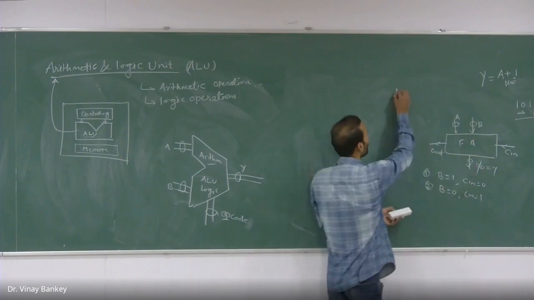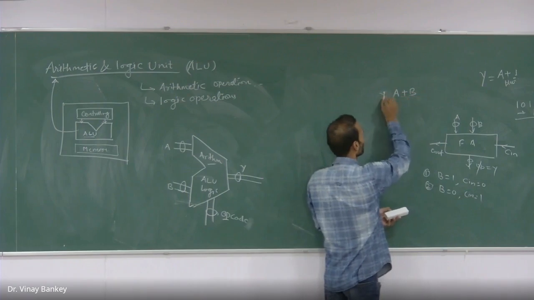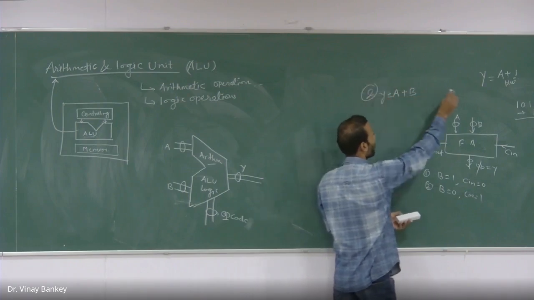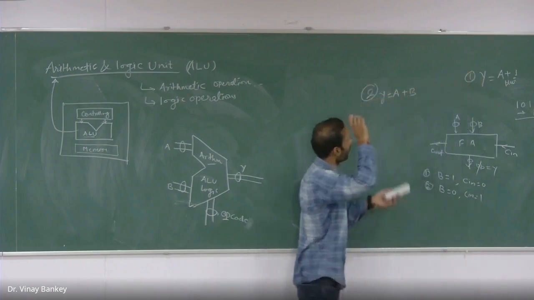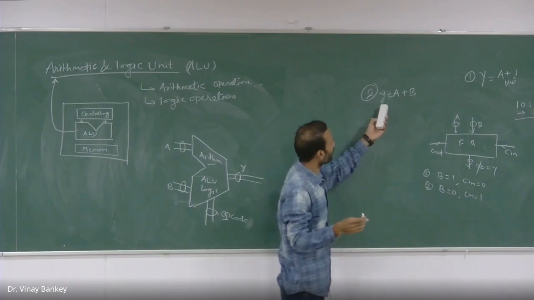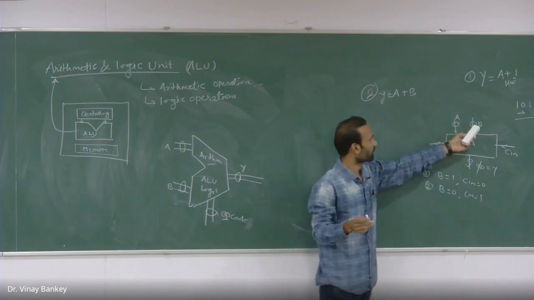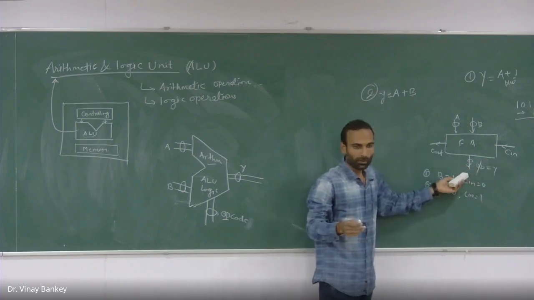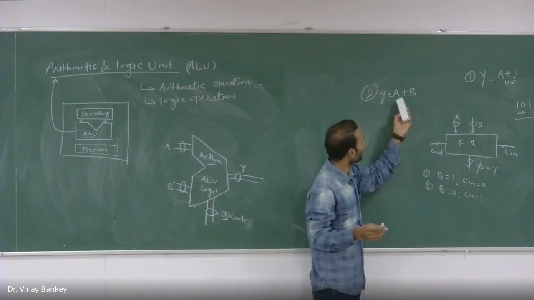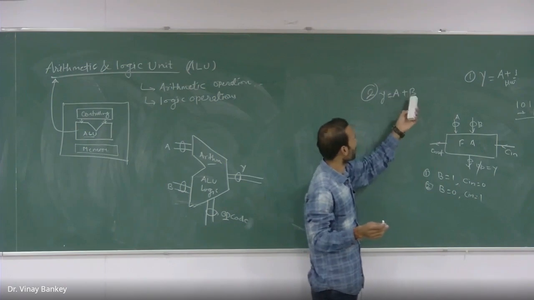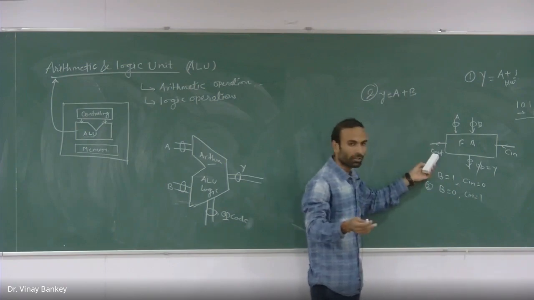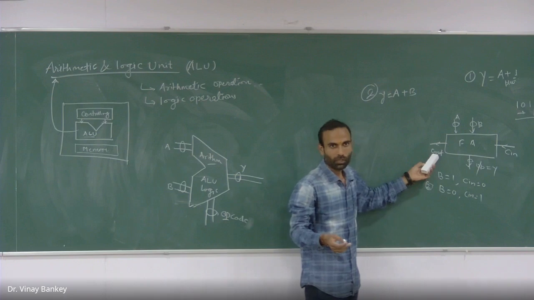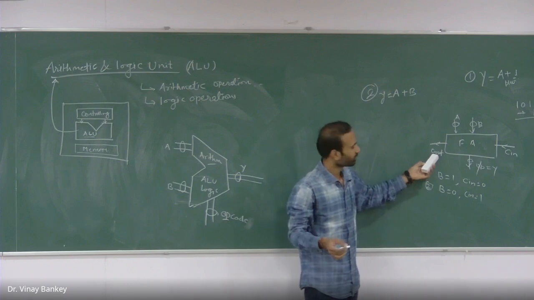Now I want A plus B at the output. This is my second desired case. What I can do? There is no problem. You feed this A data here, B data here, and C in equal to 0. So the output will be your A plus B. And according to this information, whatever it is, C out may be 1 or 0.